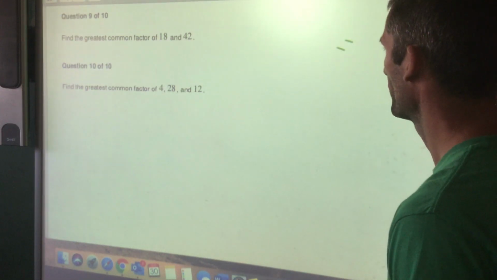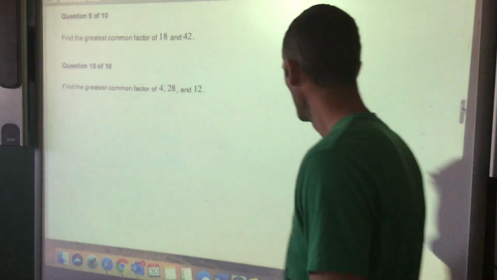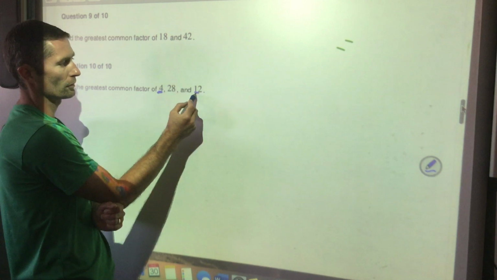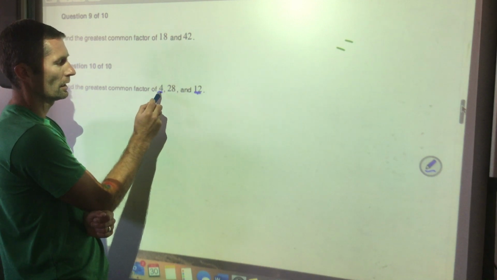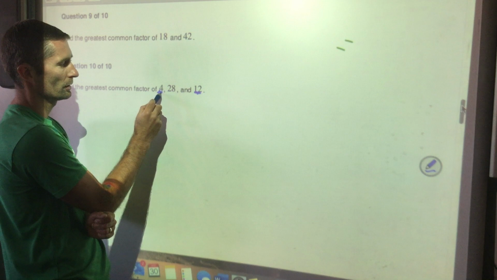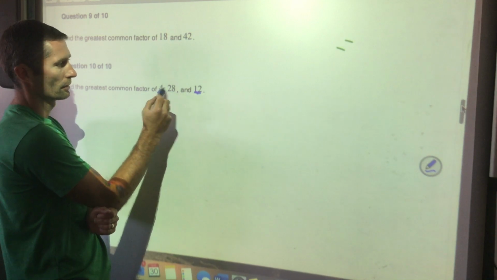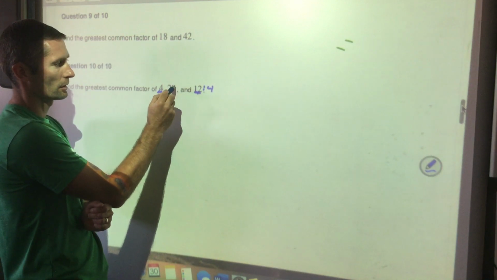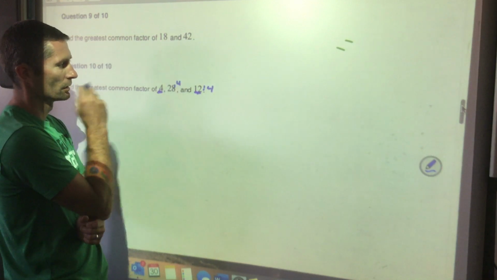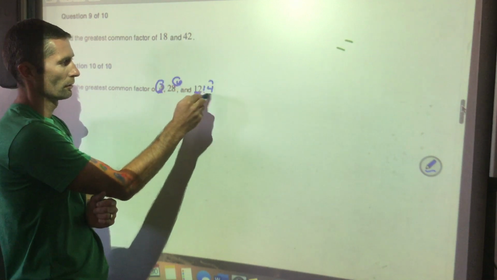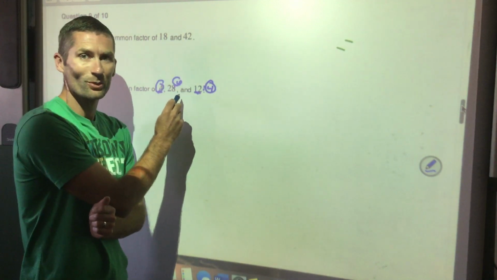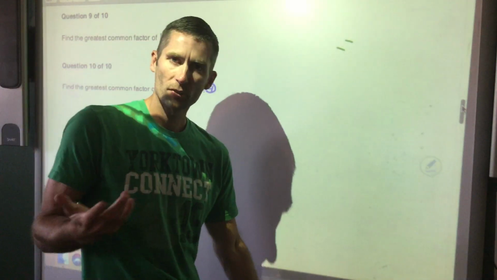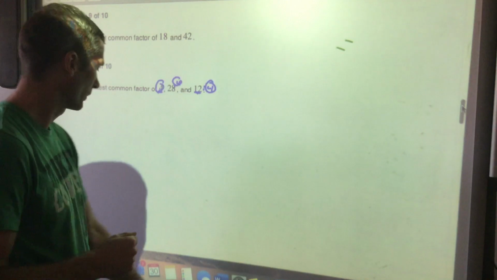Okay, find the greatest common factor of 4, 28, and 12. Well, I'm going to do a little shortcut here. 4 is a factor of 12, so I know right now the greatest common factor is going to be 4, right? Because you can't have a number bigger than 4. Well, look, 28 has 4 as a factor too. So there's your answer, 4. Because it can't be a number bigger than 4, because all the factors of 4 have to be 4 or less. So there we have it.